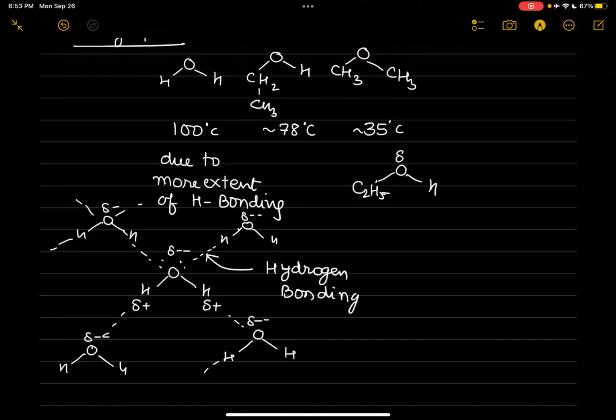Okay, so in this case also, I'm going to make the hydrogen bond, right? But not on both sides like the way I did in water. I'm going to do it only on one side. Is it clear? Yes, sir, clear.